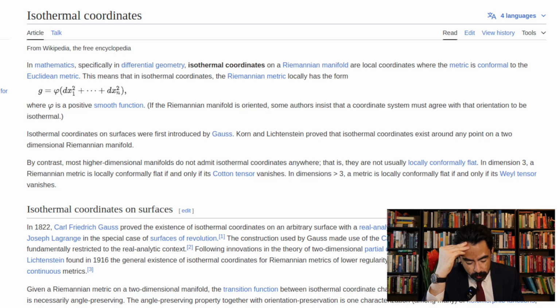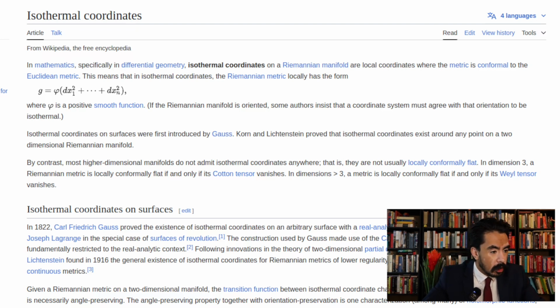Isothermal coordinates on a Riemannian manifold are local coordinates where the metric is conformal to the Euclidean metric. That is, in isothermal coordinates, the Riemannian manifold locally has the form g equal to phi of dx1 squared plus etc. through dxn squared, where phi is a positive smooth function. And the notion of isothermal coordinates was first introduced by Gauss. We should all go and check out from the library Disquisitiones Generales circa superficies curvas when we get done with this, maybe or not.